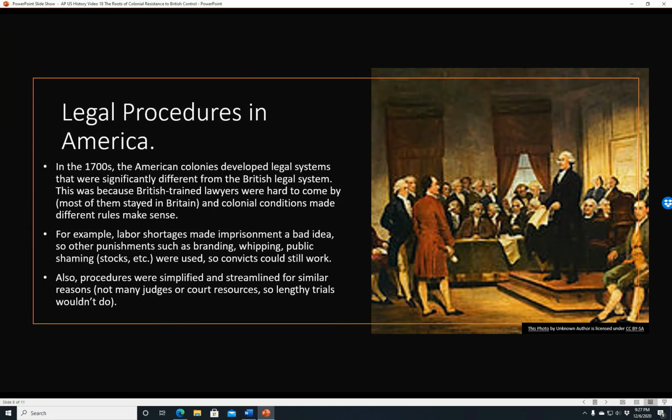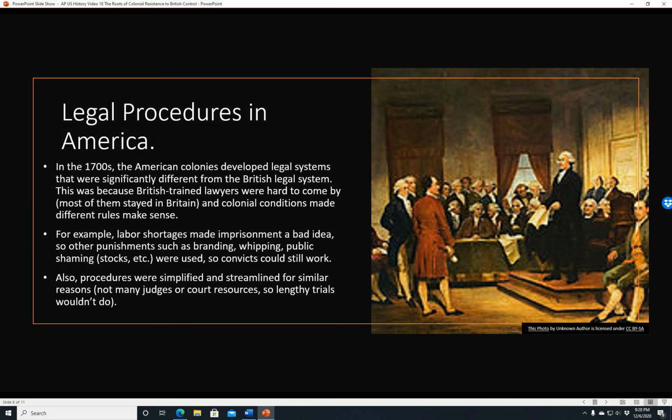Legal procedures in America. In the 1700s, the American colonies developed legal systems that were significantly different from the British legal system. This is because British trained lawyers were hard to come by, since most lawyers already had good jobs in Britain, so why would they come to the American colonies? And colonial conditions made different rules make sense.